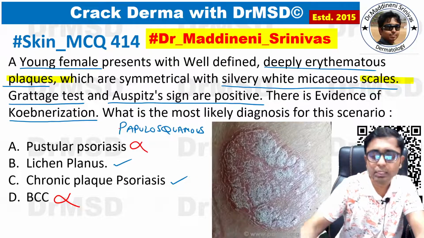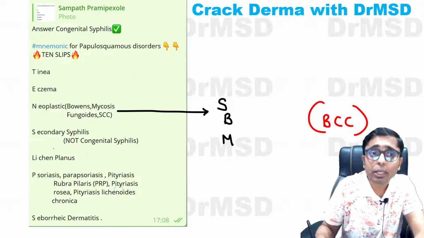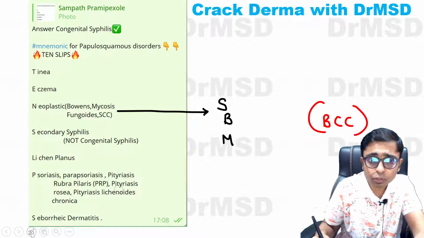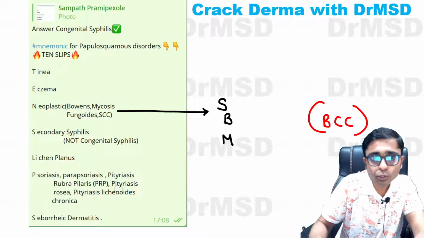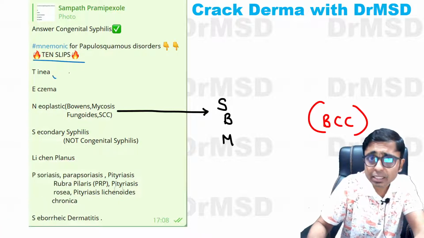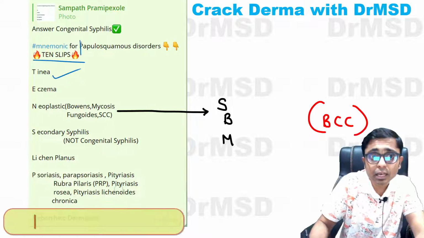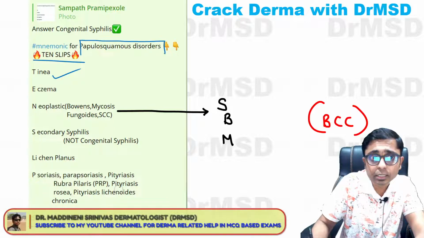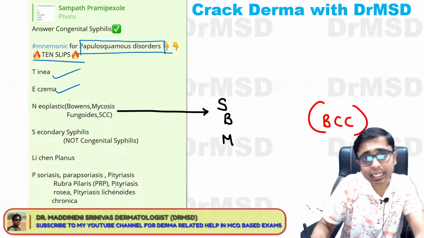Okay, so we can rule this out, and you can very clearly see a beautiful mnemonic for all the conditions which can have papulosquamous disorders in the form of TEN SLIPS. So you can see this is TEN SLIPS. T stands for tinea. Yes, tinea fungal infection can also be categorized under papulosquamous disorders. E stands for eczema. Yes, the ACD, ICD, they can also be categorized under papulosquamous disorders.